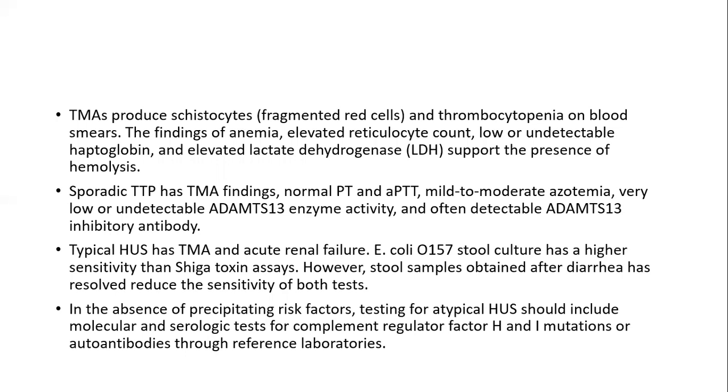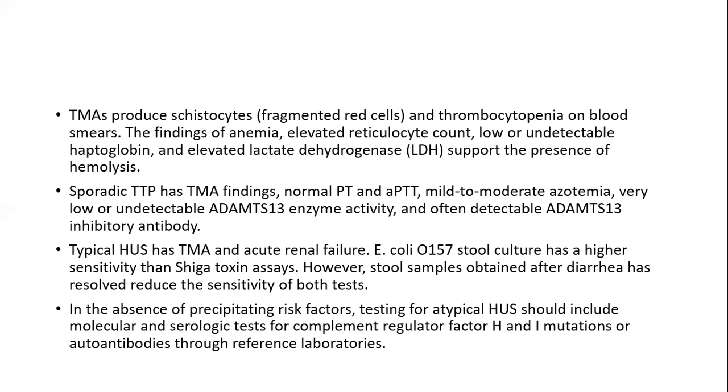And sporadic TTP will have the same findings as in the congenital TTP, along with normal PT and aPTT values, mild to moderate azotemia, very low or undetectable ADAMTS13 enzyme activity, and detectable inhibitory antibodies. And typical hemolytic uremic syndrome has acute renal failure and E. coli in stool culture.